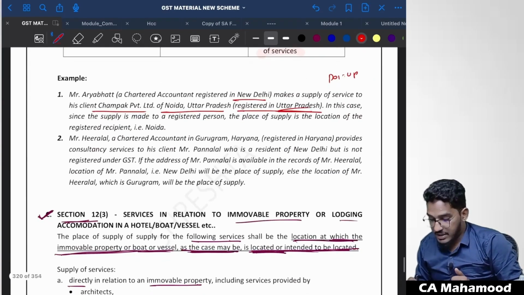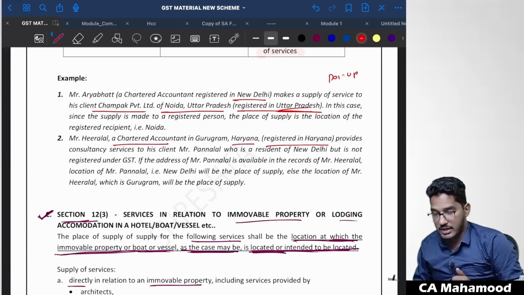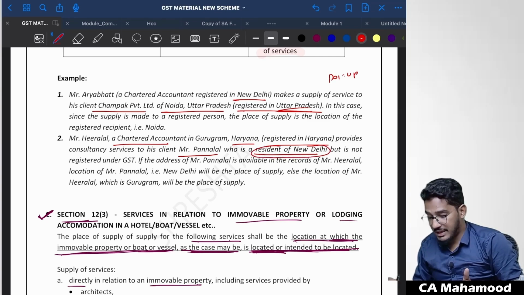Next one. Mr. Hiralal, a chartered accountant in Gurugram, Haryana, who is also registered in Haryana, provides consultancy services to his client, Mr. Pannalal, who is a resident of New Delhi, but is not registered. He is unregistered, but they are clearly telling he is a resident of Delhi. That means in the chartered accountant's records, this person's address is available. What is the address? Resident of New Delhi.